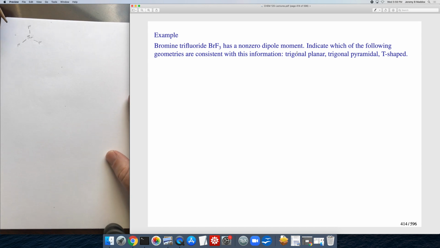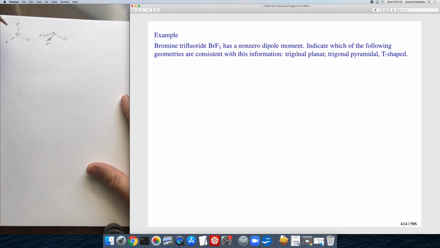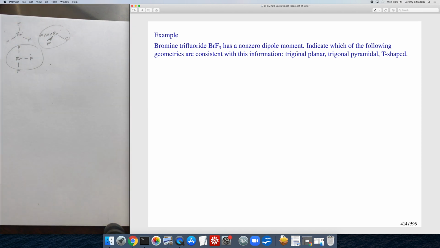That one's not possible. Trigonal pyramidal. That would look something like this. Okay, yeah, that one would have a dipole moment, so that's possible. T-shaped. That one would have a dipole moment as well. So it could be this one or it could be that one. Both of these geometries are consistent with the information given. You'd need to go through the full Lewis structure to figure out which geometry it should be. And I'll leave that as an exercise for you guys to try.